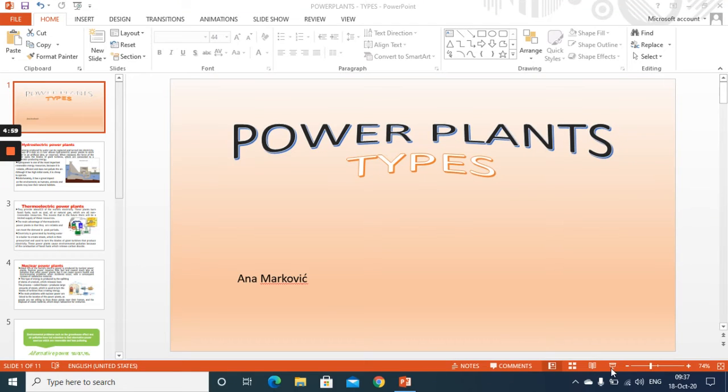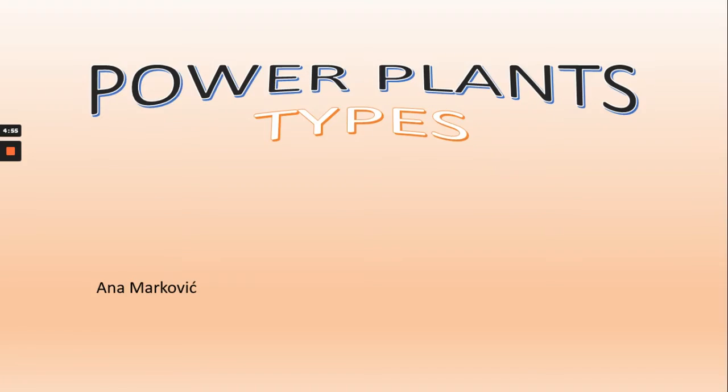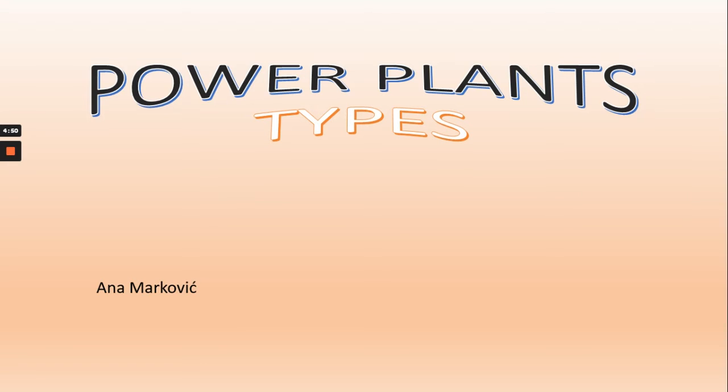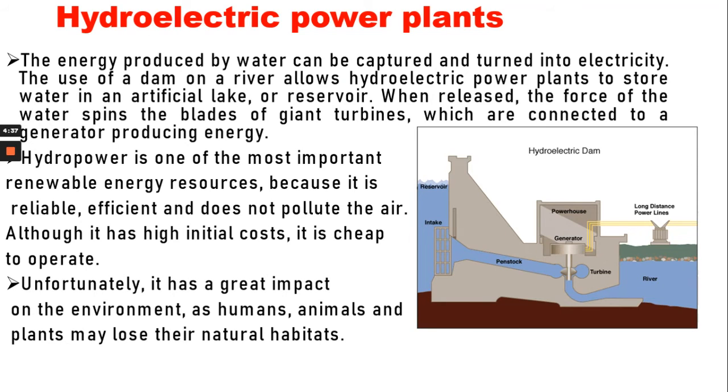Hello dear 4th graders, today's topic is power plants and their types. When we are talking about power plants, they are divided into two groups, conventional power plants and alternative power sources. We will start with conventional power plants.